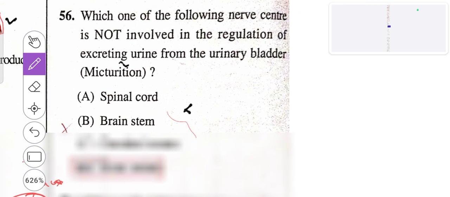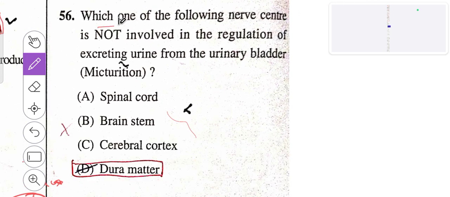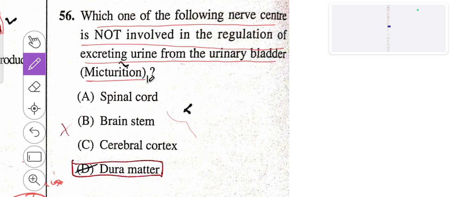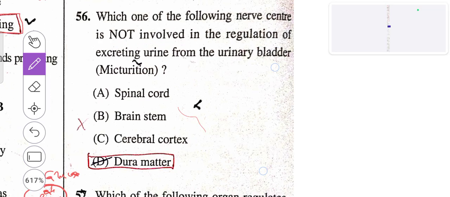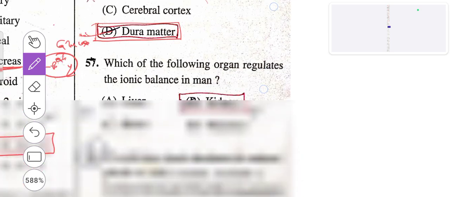Then the 56th question. Which of the following nerve centers is not involved in the regulation of excreting urine from the urinary bladder? The micturition region is involved, while the one not involved is the dura mater. So it is not involved in any regulation of excreting urine. So 57th.